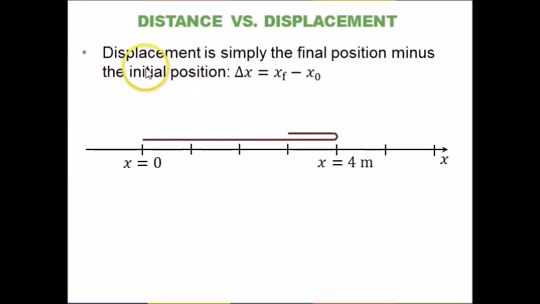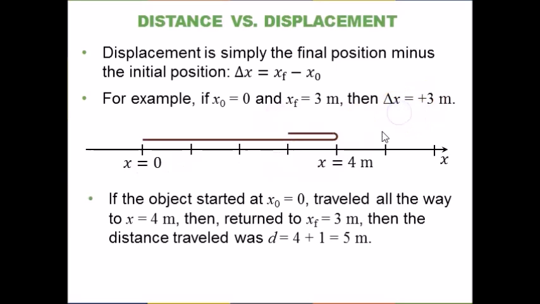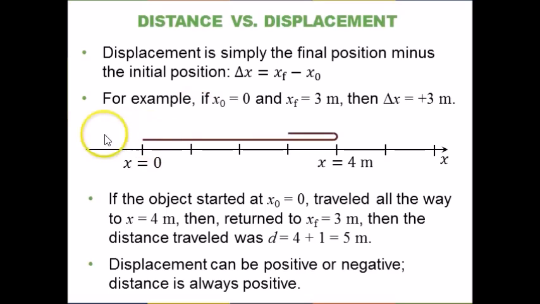Distance is a little different. So displacement is just simply, here's the equation. Delta x is x final minus x initial. So for example, if your path starts at x equals 0, goes all the way to x equals 4, and returns back to 3 meters, then the displacement is just your final, which is plus 3, minus your initial, so that's just plus 3. However, your distance that you traveled is actually, you went to the 4 and then back to the 1, so the distance is 4 plus 1 is 5 meters. So displacement can be positive or negative depending on whether you end up to the right or to the left of your starting position, and distance is always positive.